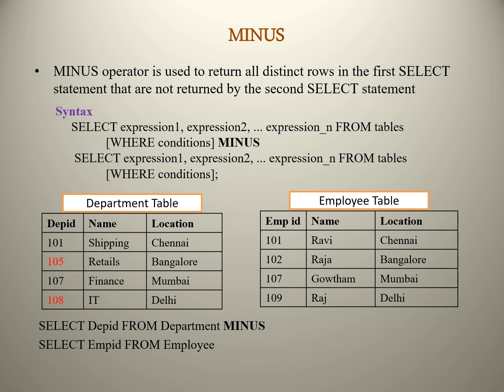Then the second one is 107. Now I search for it here. Is 107 available? Yes, it is available, so this record is also omitted. The next one is 108. We search for it in the employee table. No, it is not available. So the records 105 and 108 are displayed as the result.